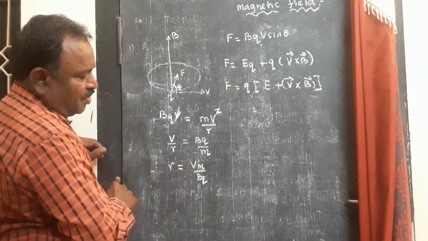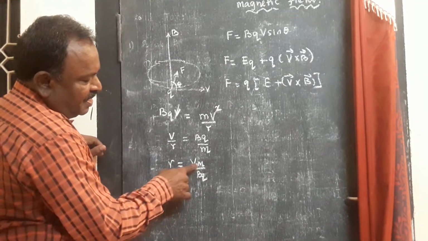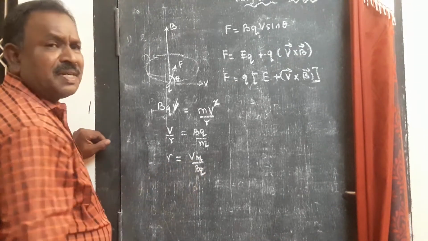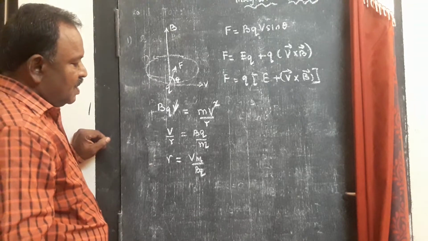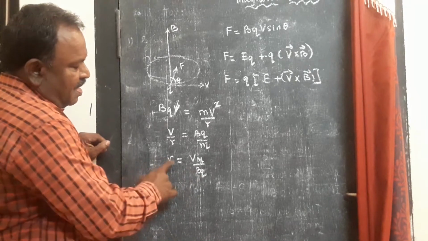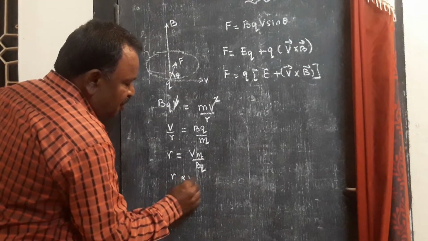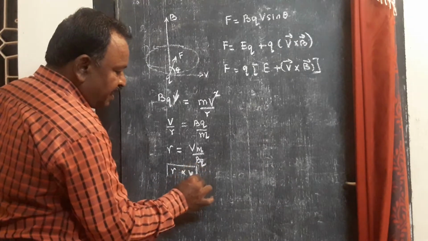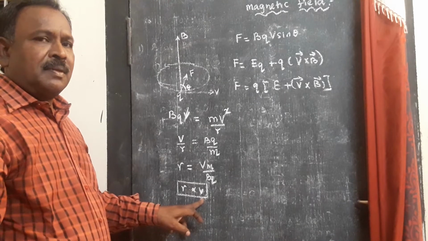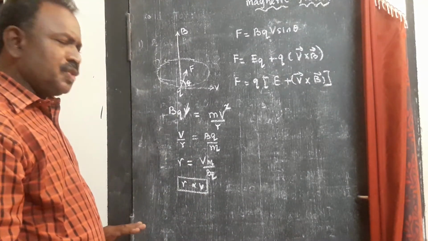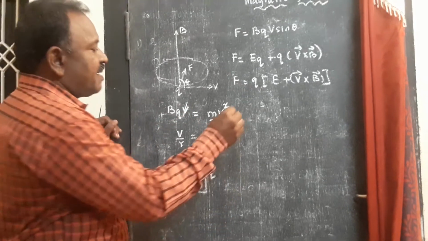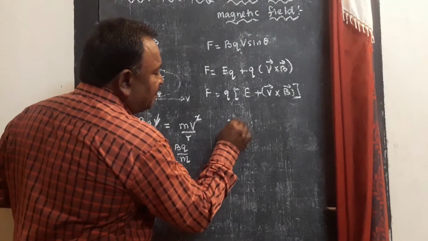Here we have seen that the radius of the circular path is r = mv/BQ. When you see m and q, they are constant for a given charged particle. So radius is given by v/B. If you keep the magnetic field constant, radius is proportional to velocity. Radius of the orbit is proportional to the velocity. So in one circular motion, this charged particle travels a distance of 2πr.